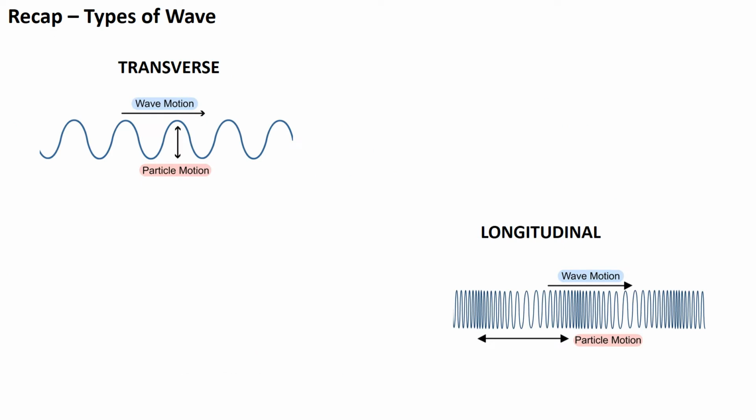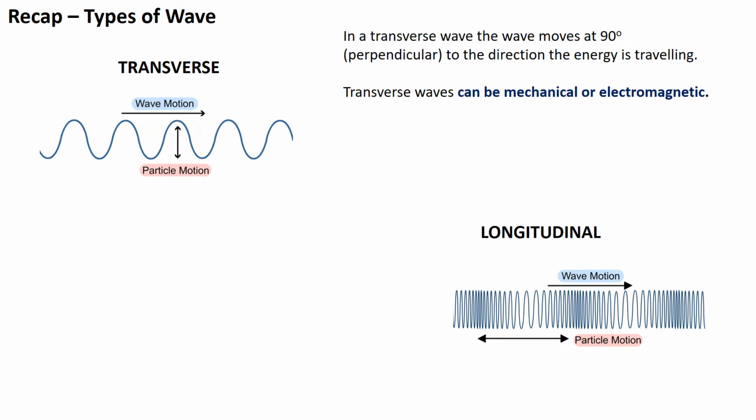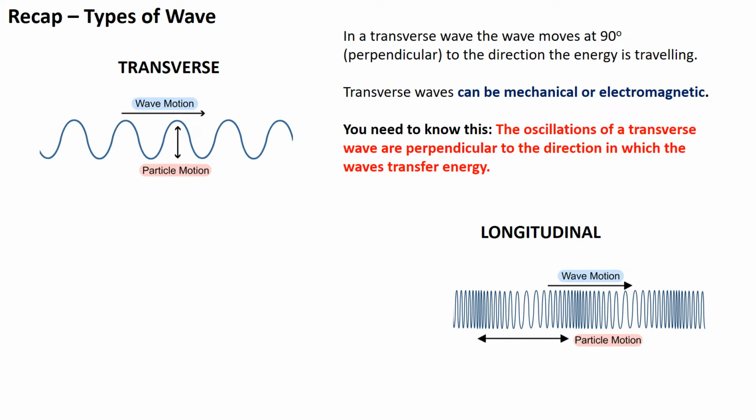So, types of wave. We've got our transverse and we've got our longitudinal. And remember that when we're looking at transverse, we're looking at the upward and downward motion as well as the movement of the energy transfer. If you didn't catch yesterday's lesson, hopefully IT will upload it. You need to know that oscillations of a transverse wave are perpendicular to the direction in which the waves transfer energy.